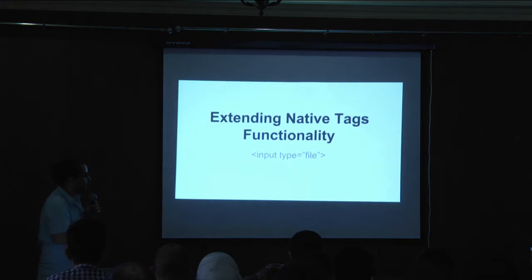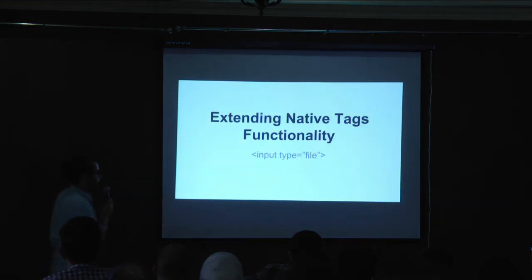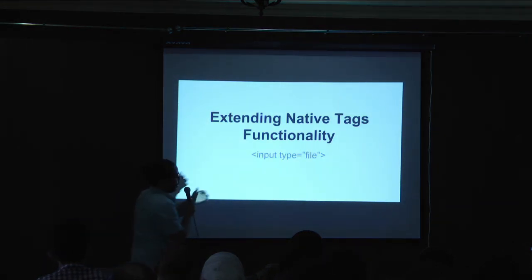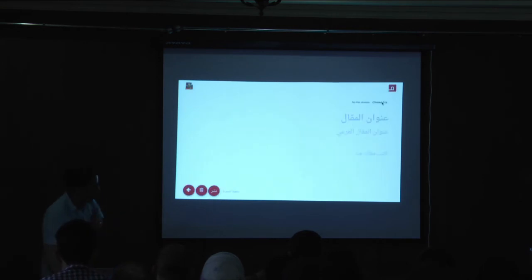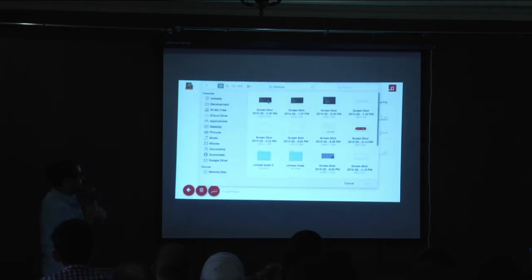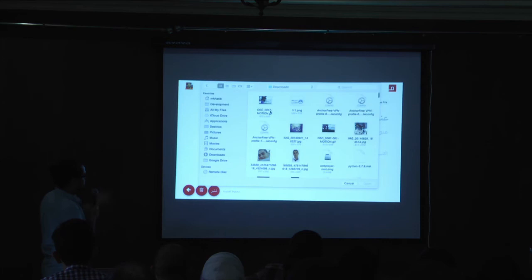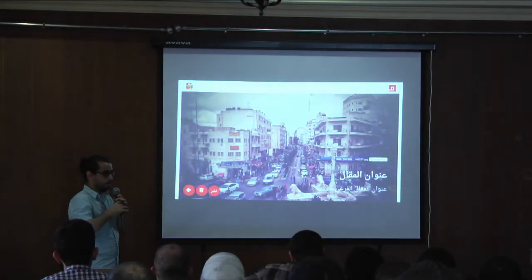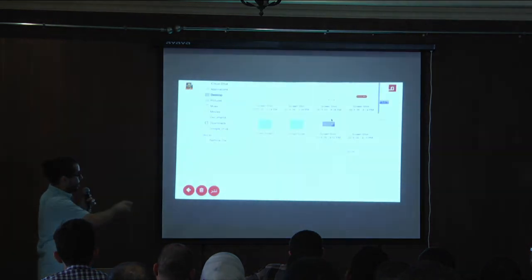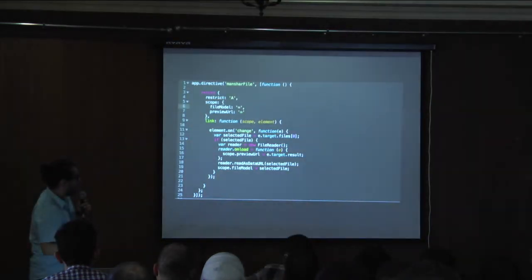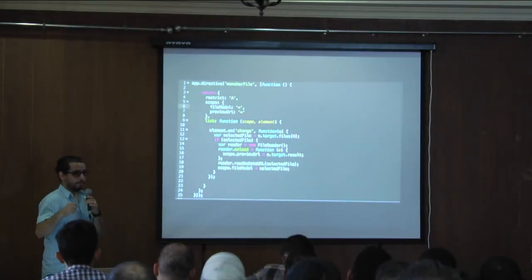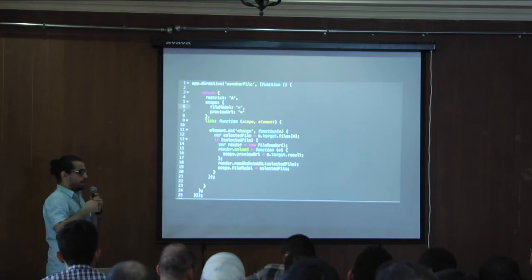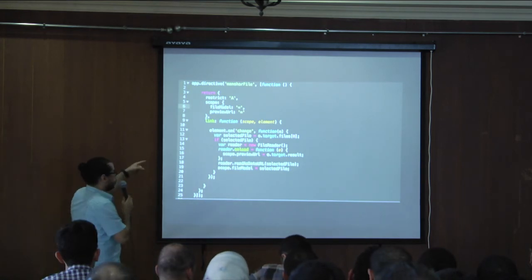Another use case is extending native tags, a file input, for example. When you create an input type file, we use that in Muncher. If you click choose and you choose a picture, we want to preview it right away. We don't upload. We locally preview it, and we also want to bind it to a local variable, right? It's not easy. There is no direct way to do it in Angular, so we built our own directive for that.